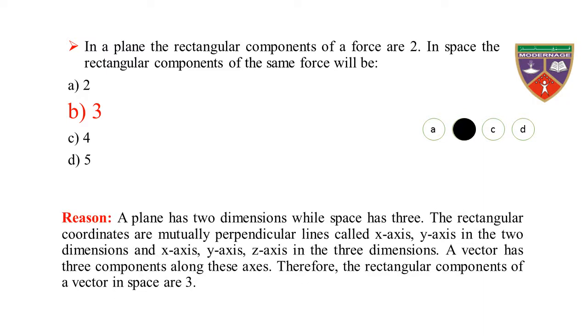Reason. A plane has two dimensions while space has three. The rectangular coordinates are mutually perpendicular lines called x-axis, y-axis in the two dimensions, and x-axis, y-axis, z-axis in the three dimensions. A vector has three components along these axes. Therefore, the rectangular components of a vector in space are three. Hence, rectangular components of force in space are three.